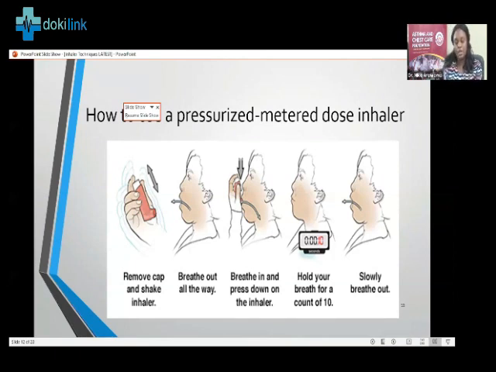Now, I just want to take a moment to demonstrate this technique to us. This is an example of a pressurized metered-dose inhaler. So the first step, I remove the cap, then I shake my inhaler, then I breathe out, then I put the mouthpiece between my teeth with the lips sealed around it.